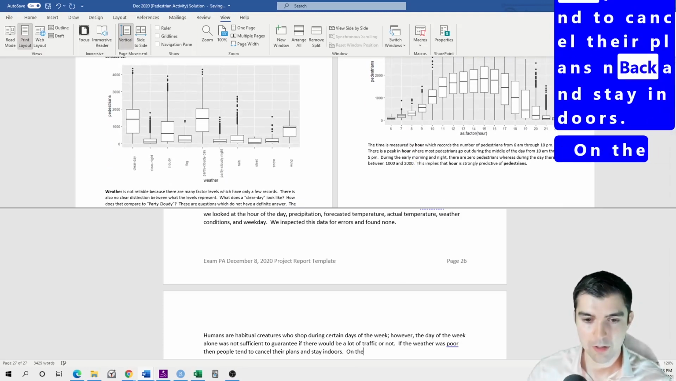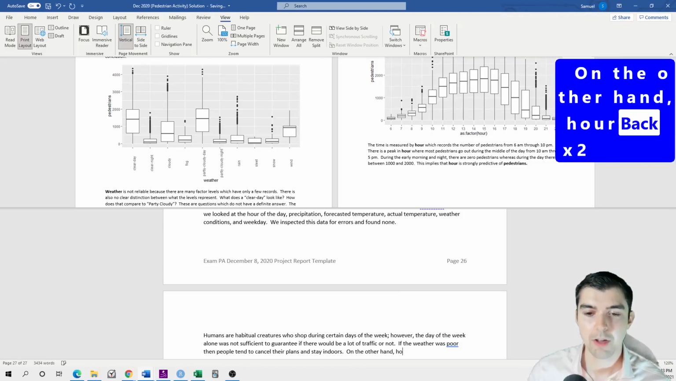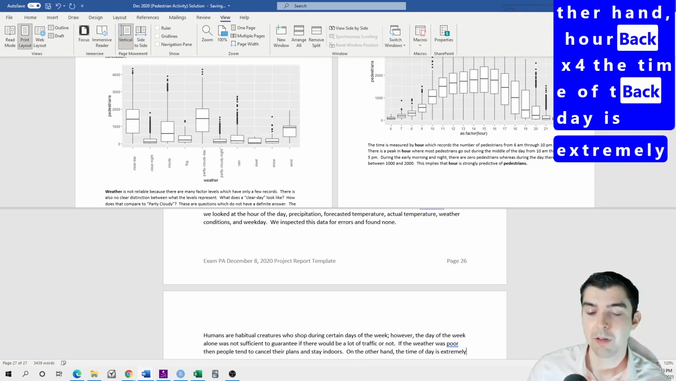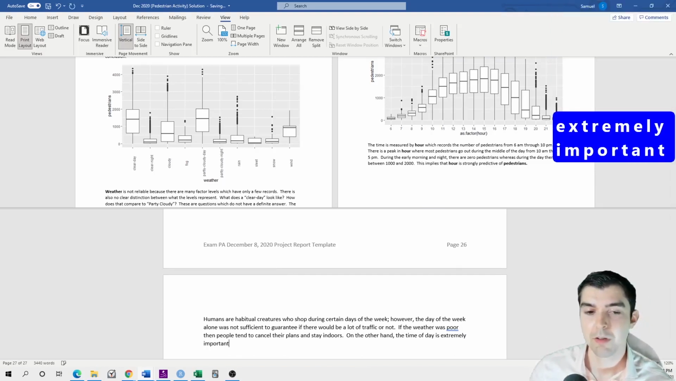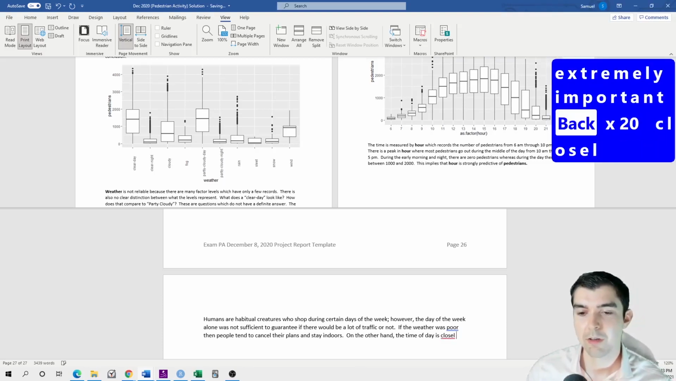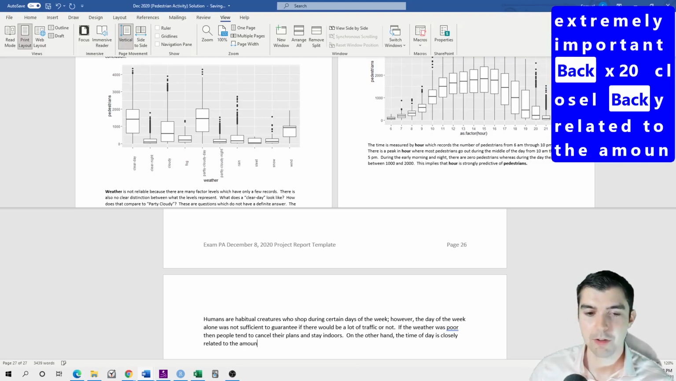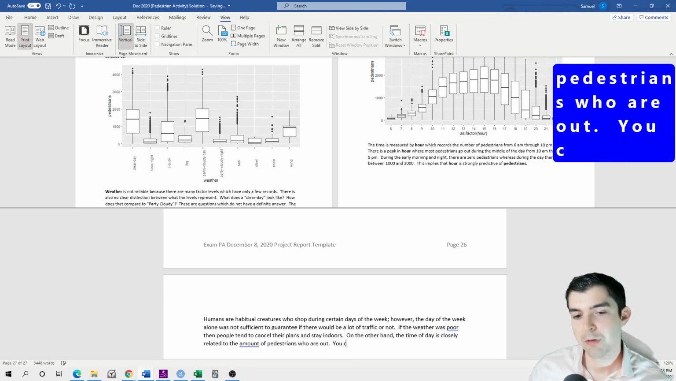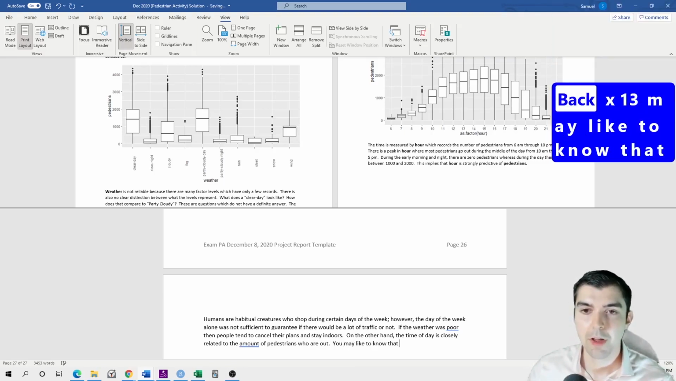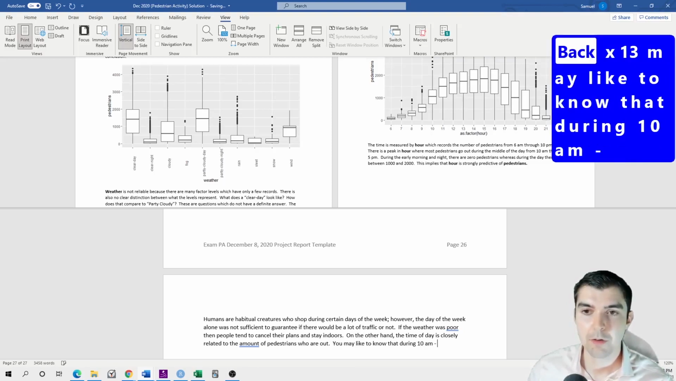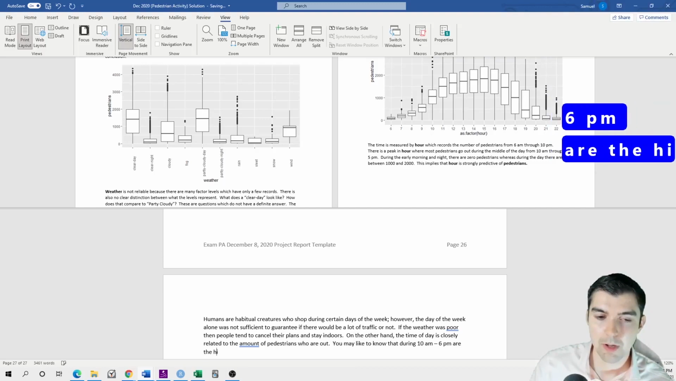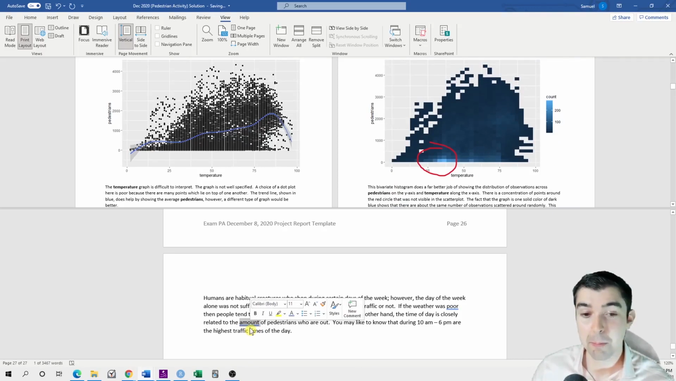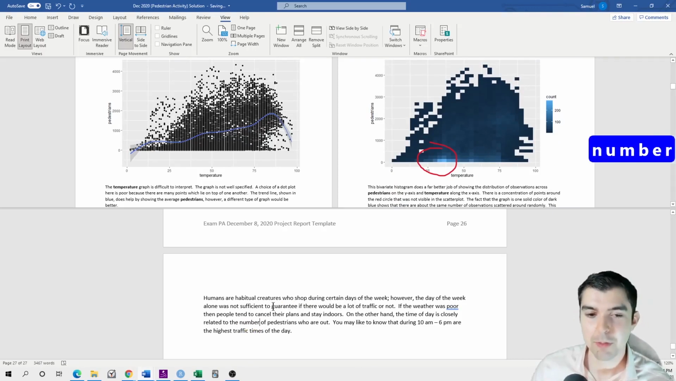On the other hand, the time of day is extremely important. It is closely related to the amount of traffic of pedestrians who are out. So you can use this. You would like to know that 10 a.m. through 6 p.m. are the highest traffic times of the day. And here it's saying related to the amount of pedestrians who are out. A better choice of word would be number.